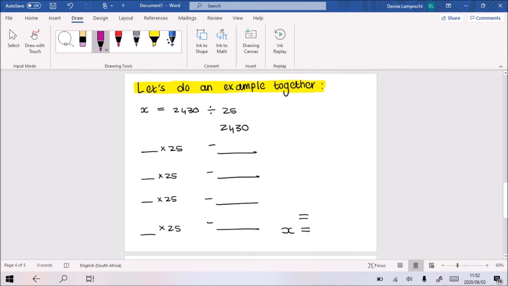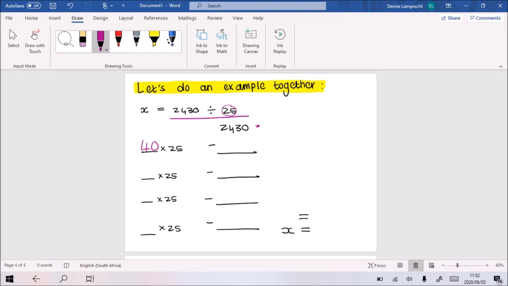Let's do an example together. This is Marcus's method. What is my sum? 2,430 divided by 25. We start with the 2,430. Here I'm going to multiply by 25 because 25 is my divisor. First, I'm going to start with 40. Why do I start with such a big number?